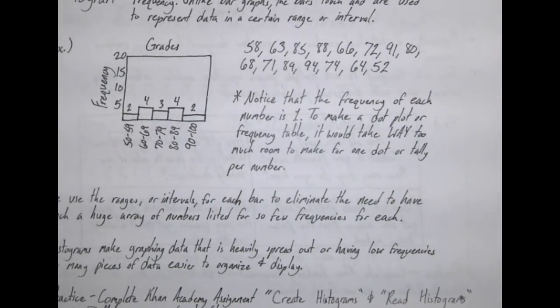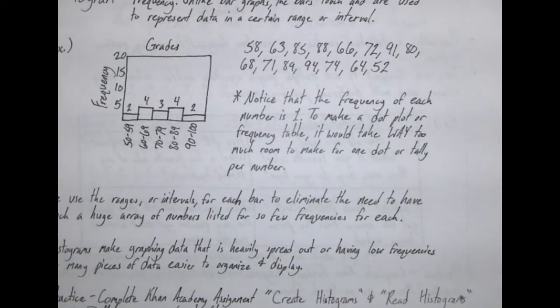In our data set, we have 58, 63, 85, 88, 66, 72, 91, 80, 68, 71, 89, 94, 74, 64, and 52. Notice that the frequency of each number is only 1. All those numbers only occur once. So let's say these are grades from a recent test. To make a dot plot or frequency table, it would take way too long and way too much room, and you're only going to be applying one dot or tally per piece of data. It's not worth it.